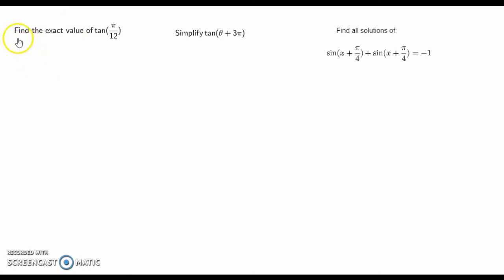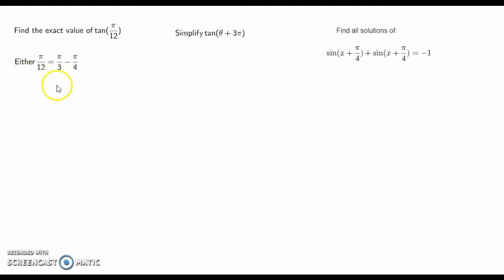So first off, let's find the exact value of tangent of pi twelfths. There are two ways of looking at this. If you're good with fractions, this is 1/12. And how do you get 1/12? Well, you take pi thirds subtracted by pi fourths, and that's pi twelfths.